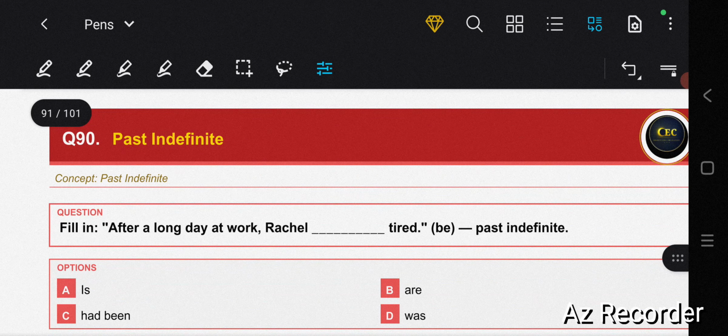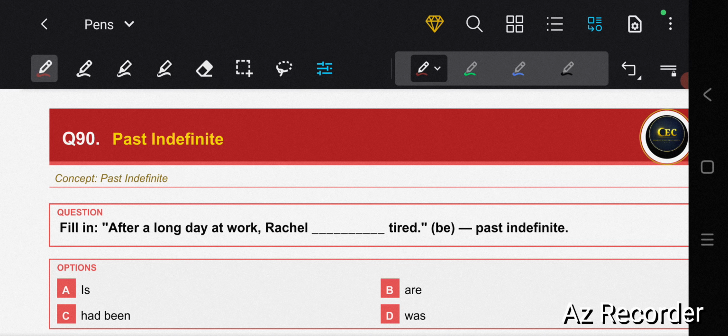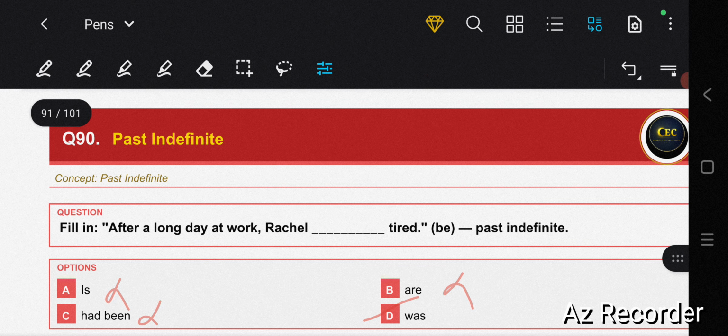Question number 90. After a long day at work, Rachel gets tired. Past indefinite. Okay, so the be verb has to take over here for past indefinite. So which one should be the correct one? This is a kind of be verb, but it's not in past but in present, and "are" also is in present. Okay, "had been" is in perfect. So for past indefinite, the correct option would surely be D. So D is the appropriate option for the question.